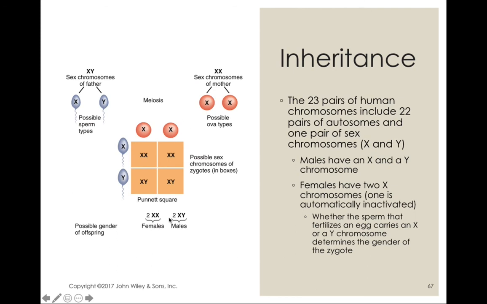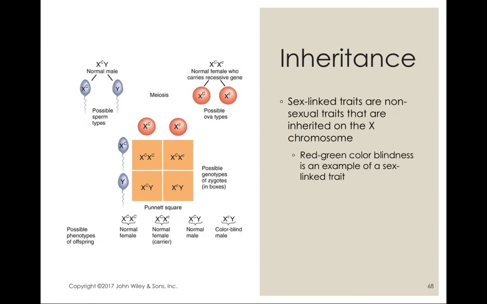So we end up with about half of the offspring being males and half of the offspring being females. Certain traits can also be sex-linked, which means that they're going to be found on the X chromosome. Sex-linked inheritance can be a little bit complicated, so let's go through this example and understand how this works.